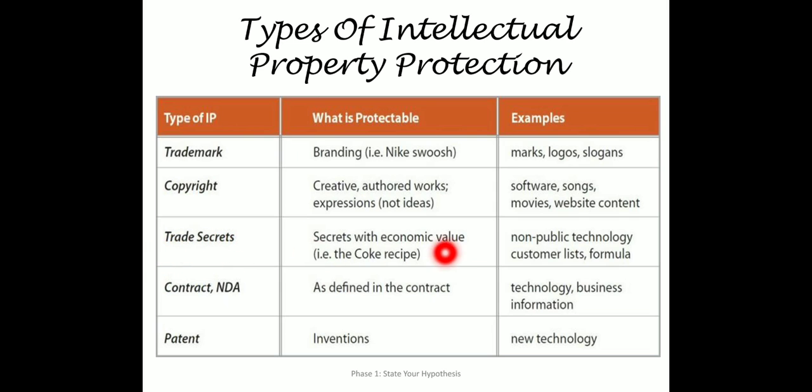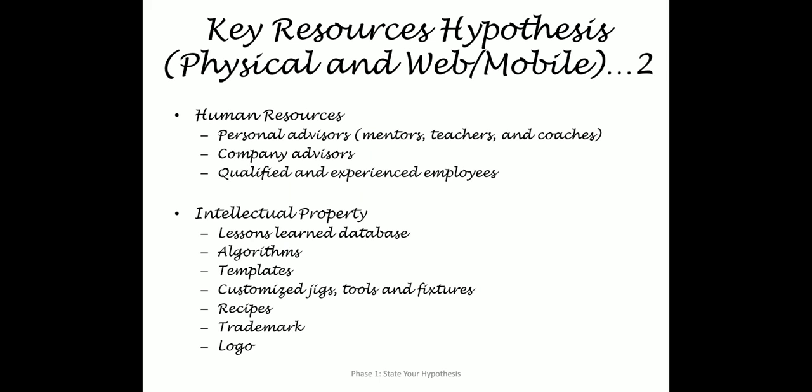Trade secrets: secrets with economic value, like the Coke recipe, non-public technology, customer lists, formulas. An NDA is defined in the contract for technology businesses. Patents: inventions, new technology.